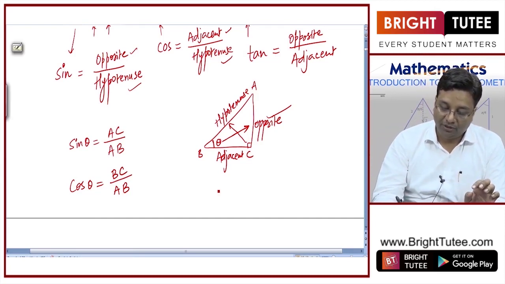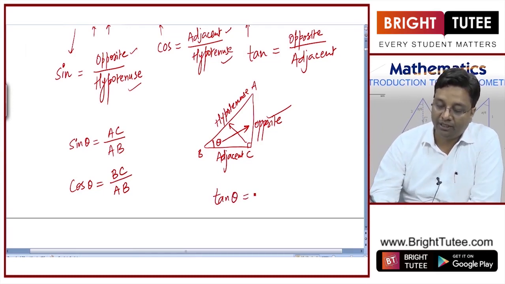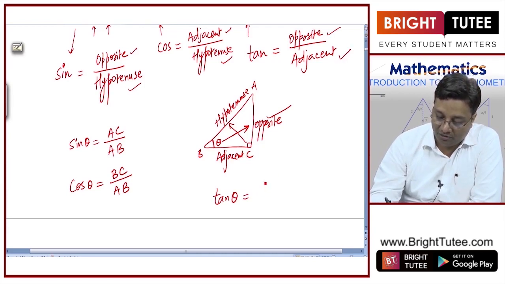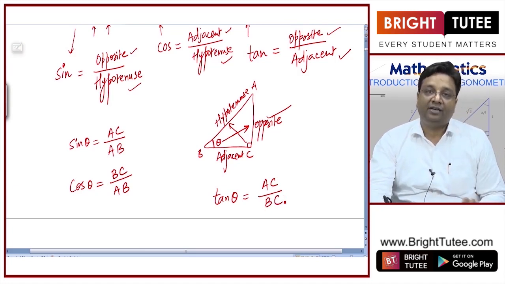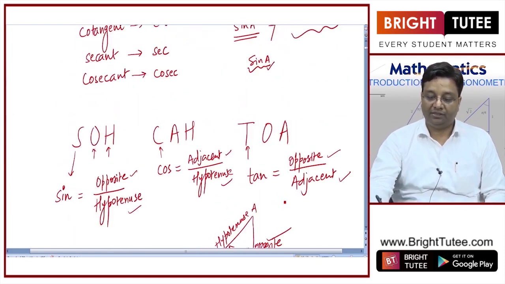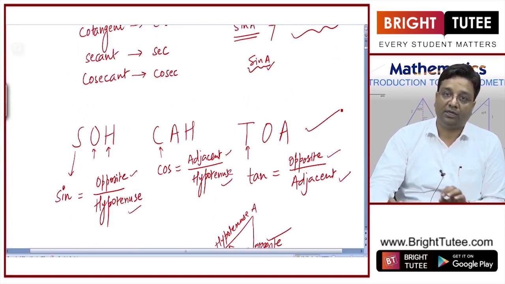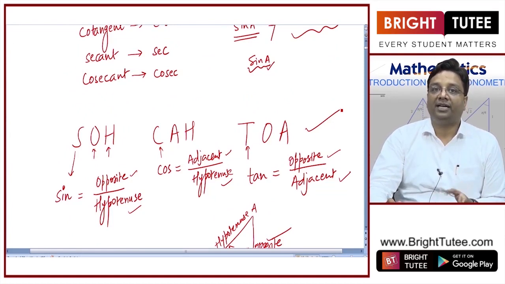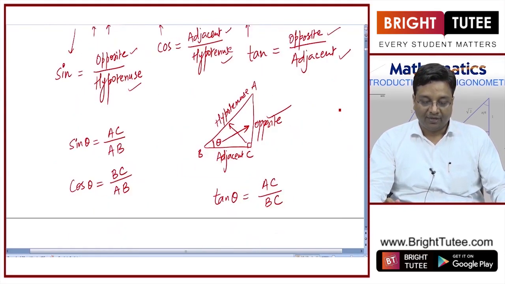Now let's talk about tan theta. What will be tan theta? You should be able to tell me now. It is opposite by adjacent side. What is opposite side? Opposite is AC. And what is adjacent side? It is BC. So tan of theta is AC upon BC, right? So this mnemonic is very, very important. So ka toa. Sine is opposite by hypotenuse. Cosine is adjacent by hypotenuse. Tan is opposite by adjacent, right?